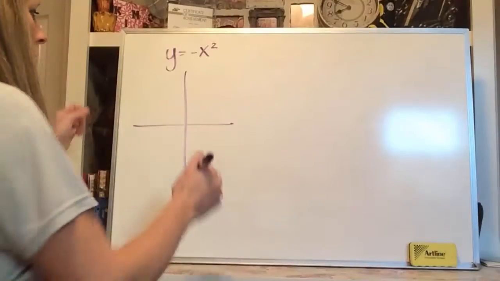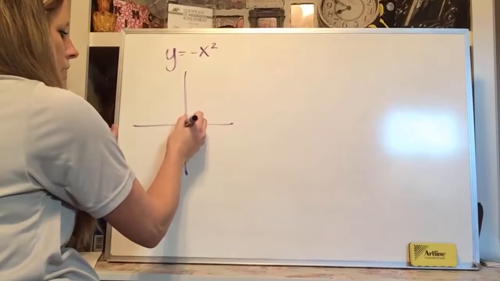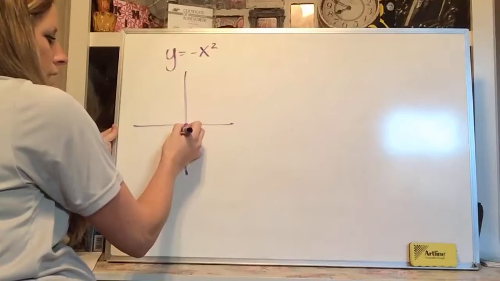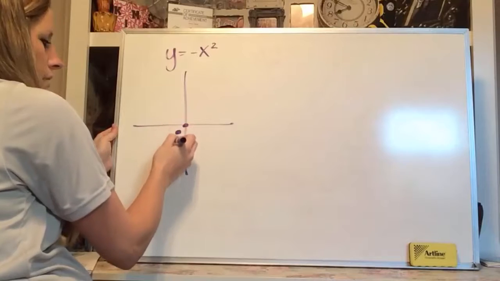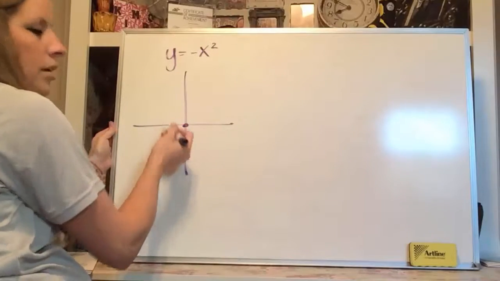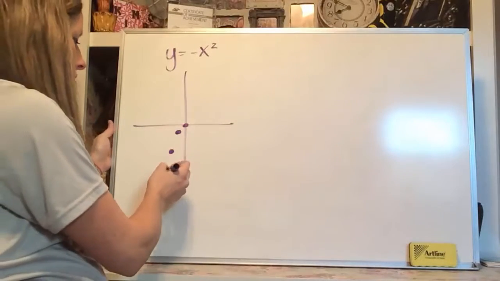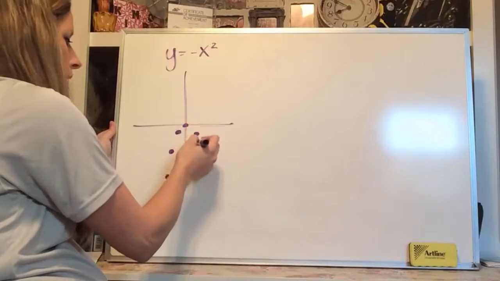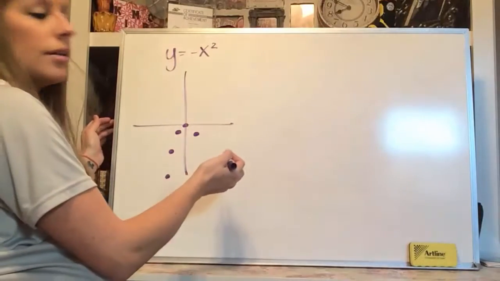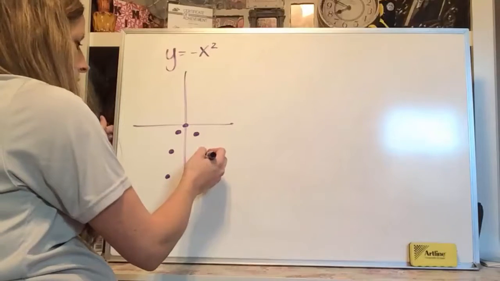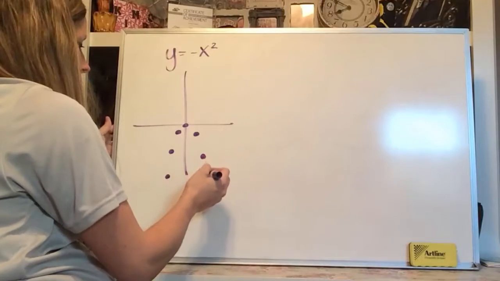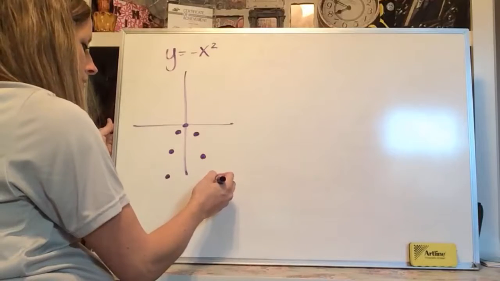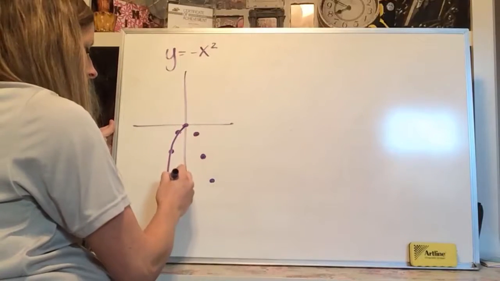Okay, so you should have come up with 0, 0, -1, -1 was a good point, -2, -4. If you want to keep going, do -3, -9. But those will be some good points. 1, -1, I'm sorry, 2, -4, 3, -9. So you get this upside down parabola.